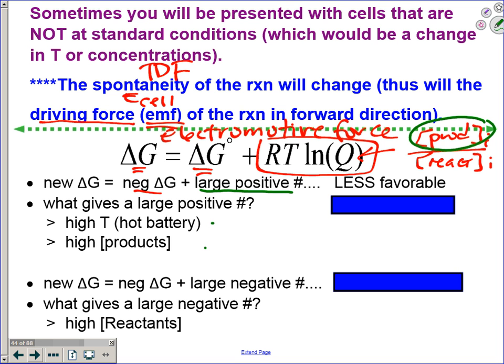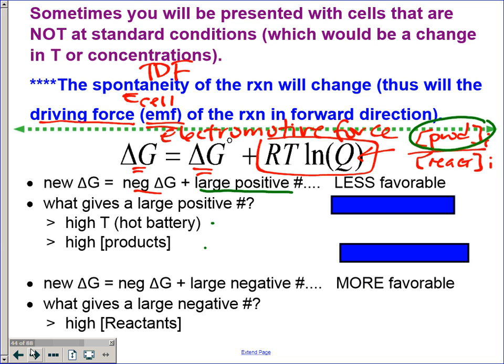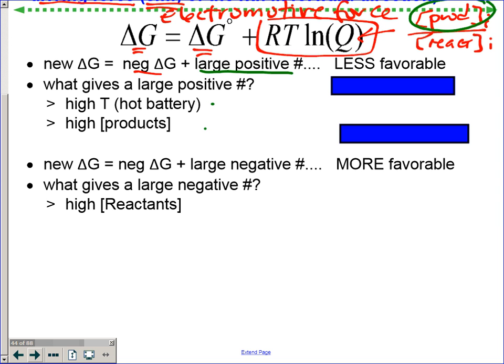And then vice versa, the new delta G for a situation where you have your negative delta G and you subtract a large negative number. What would that do to delta G? More favorable, right. And those conditions would be, well, you could say cold, but it's not going to be negative. It's going to decrease the value. So a high number of reactants will stop the forward progress, because our reactant concentration being in the denominator will make this value kind of inverted, which would then make that a negative overall term, which is why we get a negative number we've subtracted.